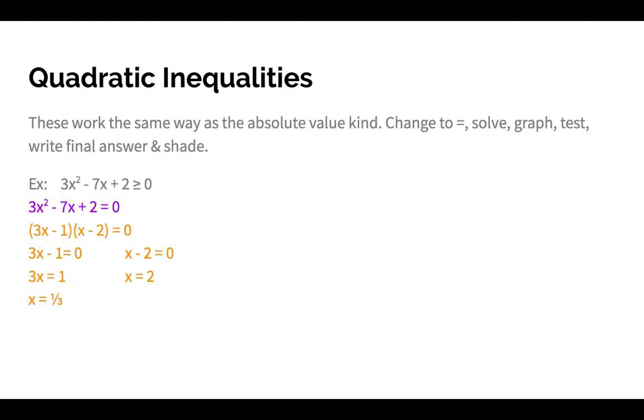All right, so now on to quadratic inequalities. These work the same way. You change to equals, you solve, you graph, you test, you get your final answer, and you shade. So with this one, here's my original problem, 3x squared minus 7x plus 2 greater than or equal to 0. So I changed to an equation, factored and solved, because this is the one you did at the beginning of the video, and there are those same two answers, x equals 1/3 and x equals 2.